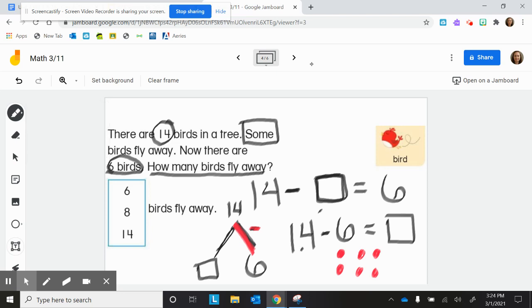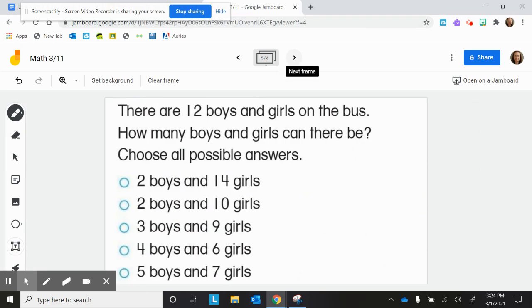14. Tap 14, say 14. 14, 13, 12, 11, 10, 9, 8. 8. So our missing partner was 8. Circle it. 8. Very good. So 8 birds flew away. Okay, let's go on to the next one.